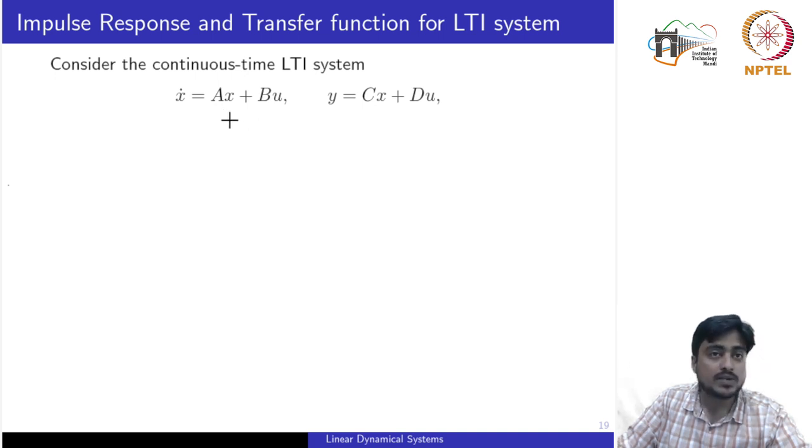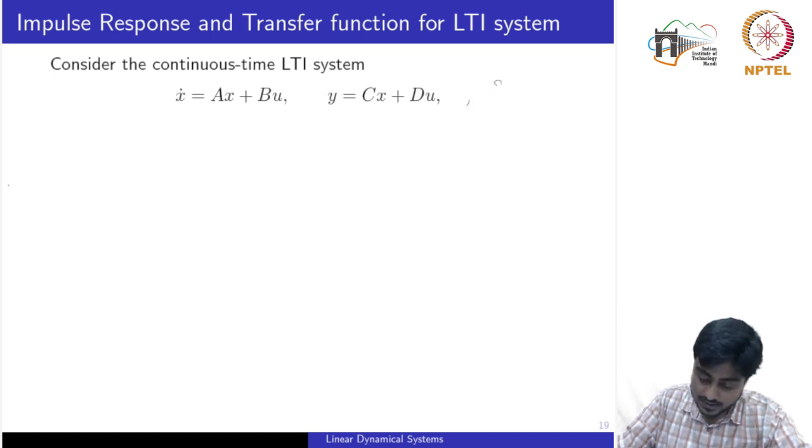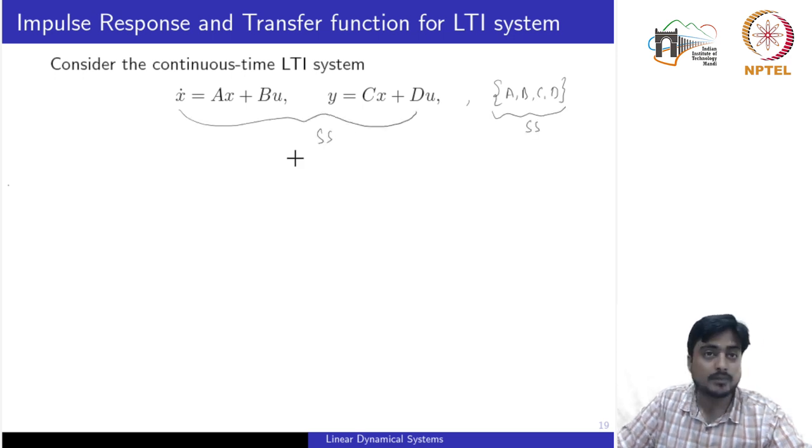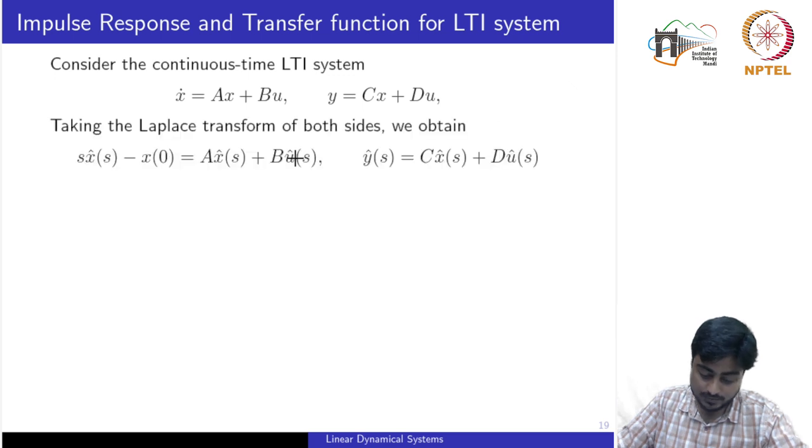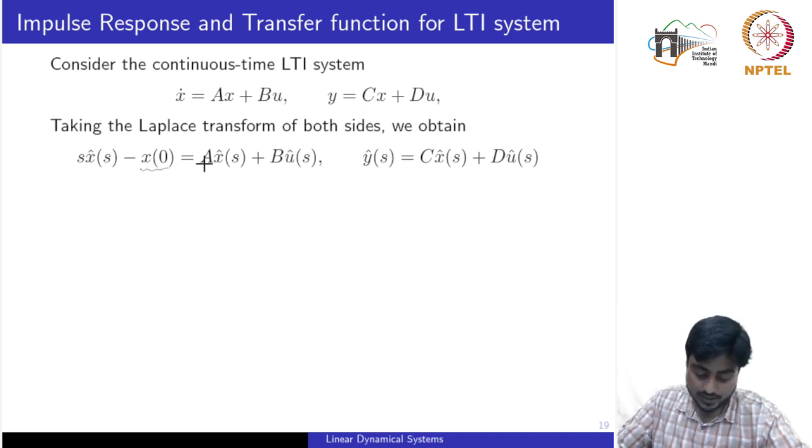So there are two ways of representing a continuous time LTI system. Either we write these two complete equations, or we write just the ABCD pair. Okay, so this is also a state space system, and this is also a state space system. Now if we take the Laplace transform of these two equations, we obtain this x hat of s minus x of 0, which is the initial condition. If the initial condition is 0 at time t equal to 0, then this part would be 0, right? This we would investigate later. And similarly the output equation, because this is merely an algebraic equation.